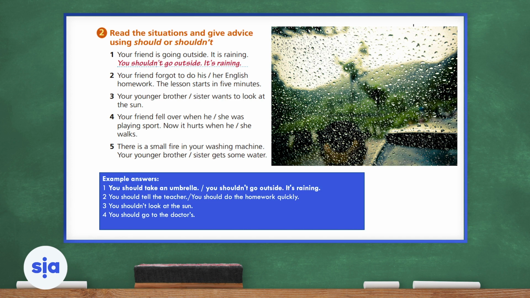There's a small fire in your washing machine. Your younger brother or sister gets some water. I'll say it again. There is a small fire in your washing machine. Your younger brother or sister gets some water. What would you advise them to do here? You shouldn't pour water on electrical items.